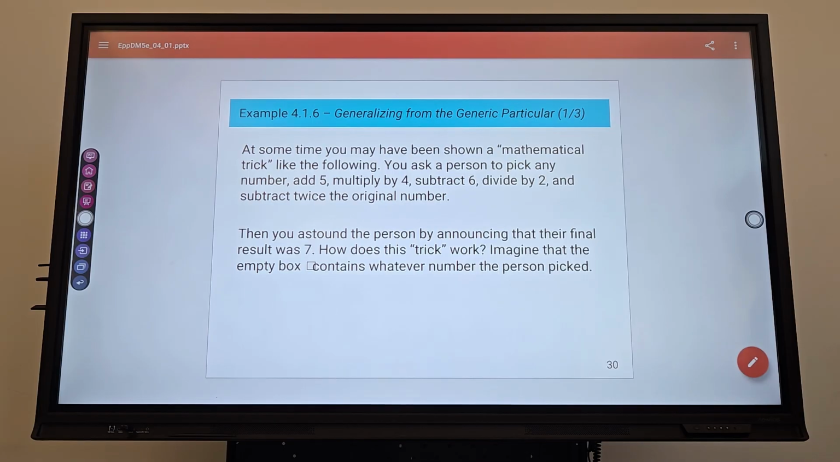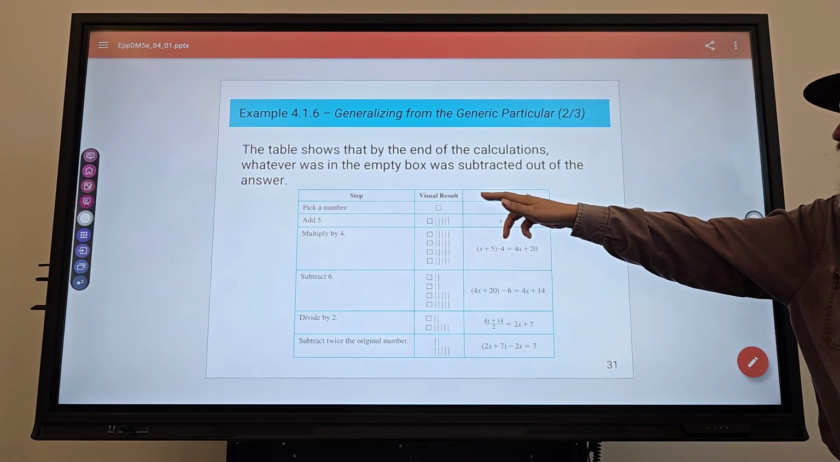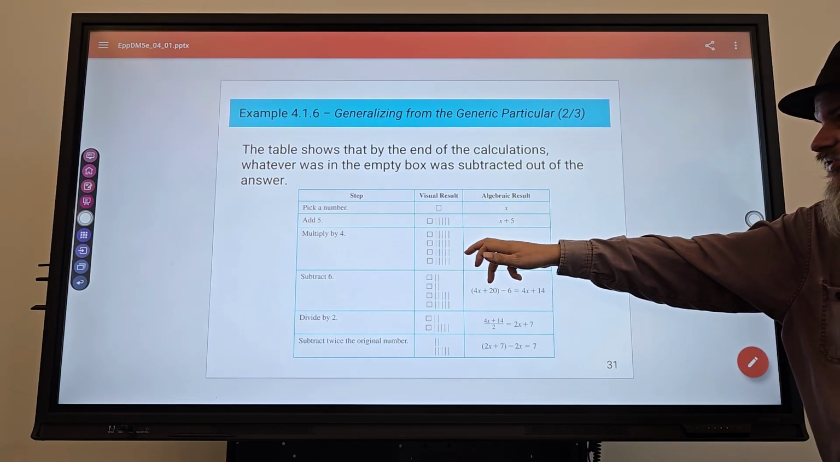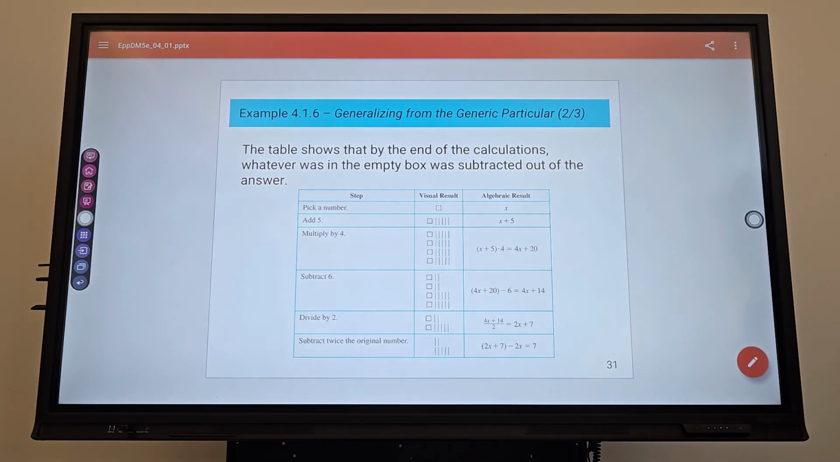At some time, you may have been shown a mathematical trick like the following. You ask a person to pick any number, add 5, multiply by 4, subtract 6, divide by 2, subtract twice the original number. Then you astound the person by announcing that their final result was 7. You can show that this is the case by imagining an empty box contains whatever number the person picked. Then go through the various steps and show that by the end of the calculations, the empty box was subtracted out of the answer, leaving 7 behind.